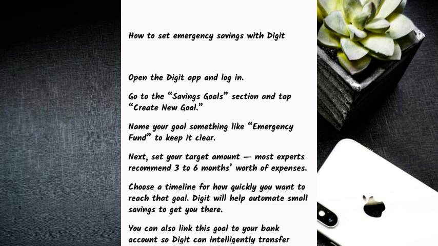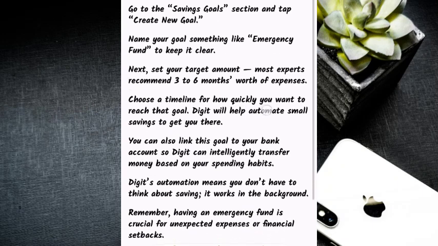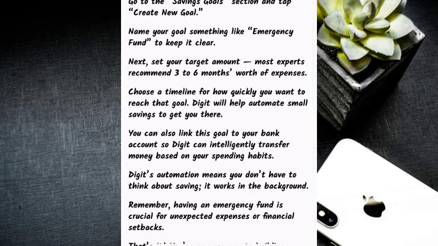Choose a timeline for how quickly you want to reach that goal, because Digit is going to help you automate small savings that will get you there. You can also link this goal to your bank account so Digit can intelligently transfer money based on your spending habits. Digit's automation means that you don't have to think about saving, it just works in the background.